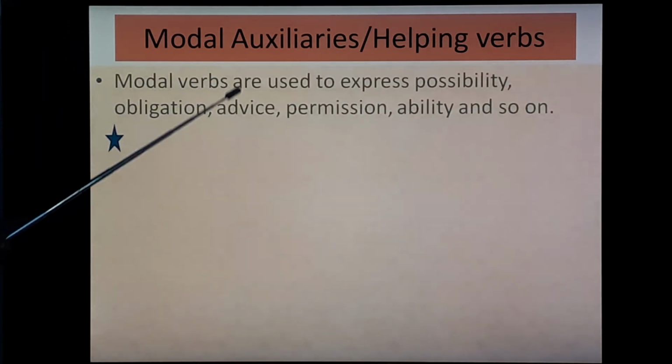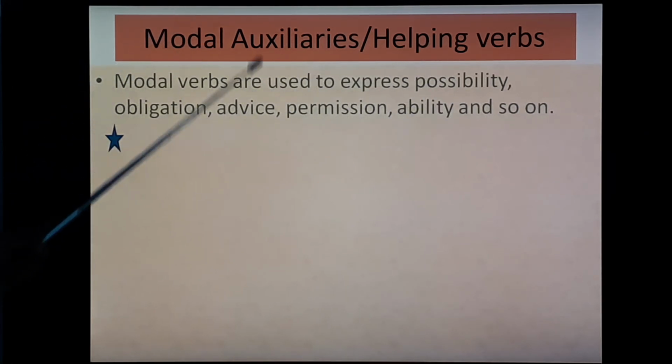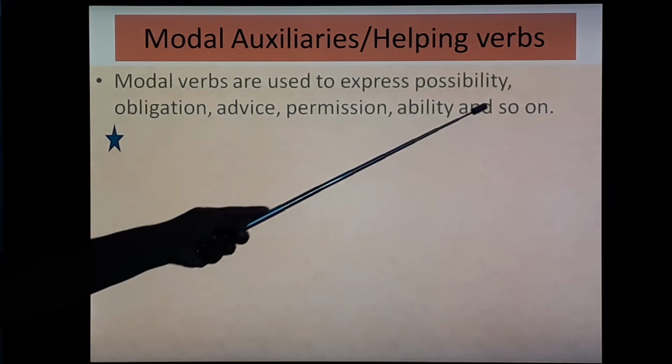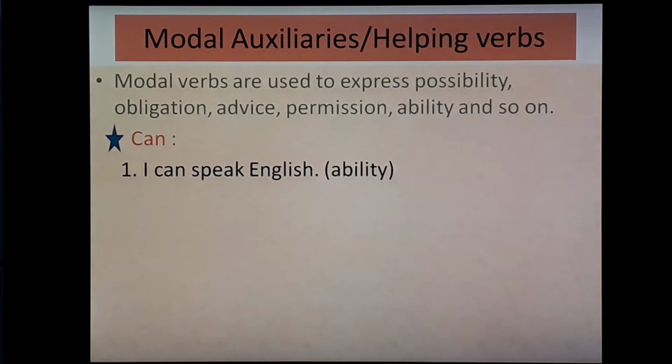Modal verbs are used to express possibility, obligation, advice, permission, ability and so on. So we will see one by one each modal auxiliary. First of all we will see can. I can speak English. Here can is used to show ability. I am able to speak English. So if you want to show ability, you can use can.